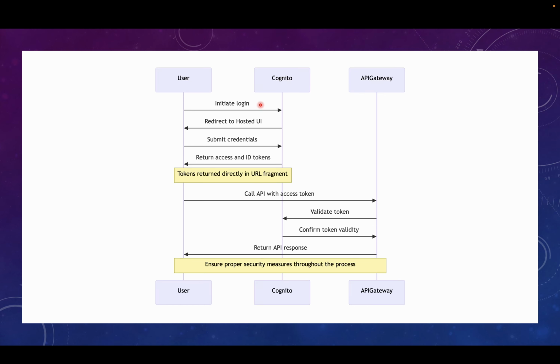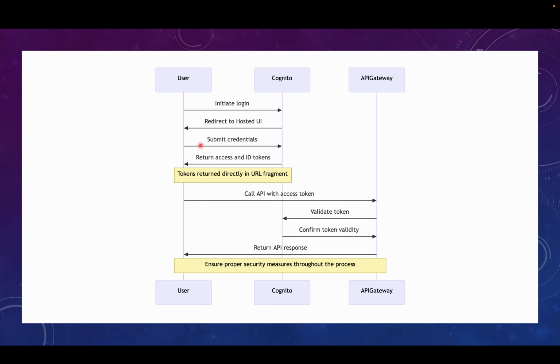The user starts the authentication process by interacting with an application that prompts a login. Then the second step is Cognito redirecting to the hosted UI. The user is redirected to Cognito's hosted UI, which provides a secure interface for entering login credentials such as email and password. And then the user submits credentials.